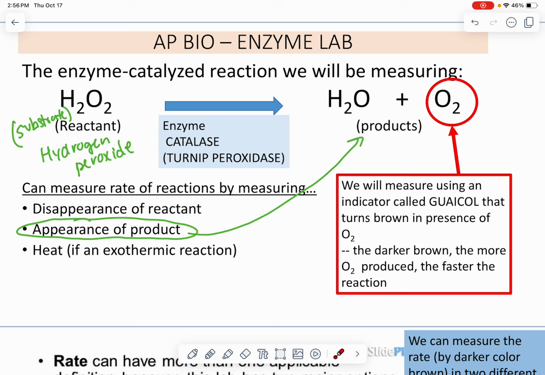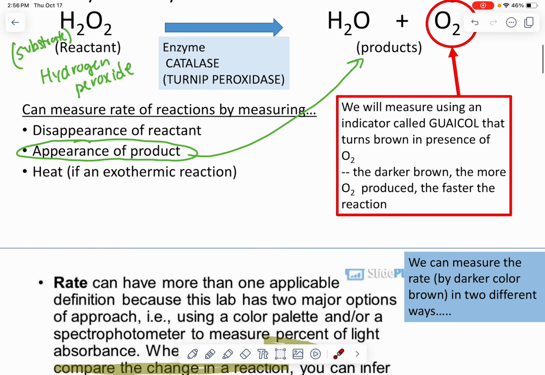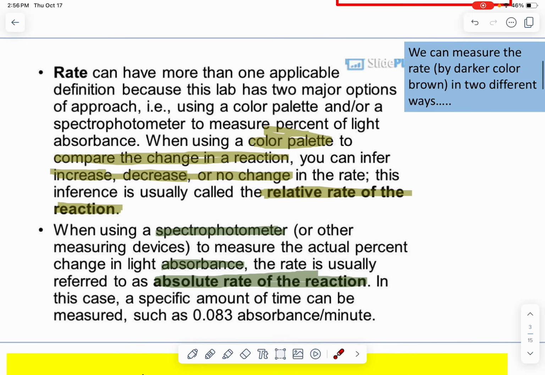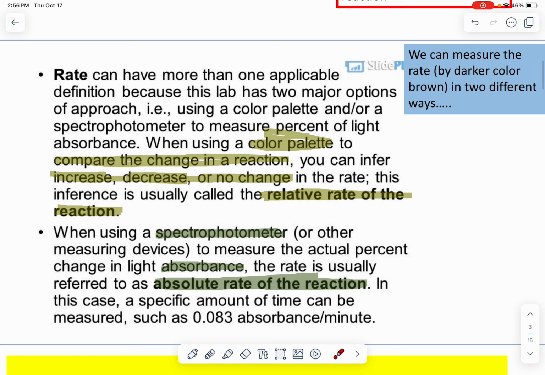So that's pretty simple how we're going to measure it. We're going to put guaiacol in the tube, we're going to put enzyme in the tube, we're going to put peroxide, our substrate, or reactant in the tube, and we're going to let it go and measure how brown it turns to see the rate of the reaction. So there's a couple ways to measure rate of reaction. You're going to read this in the lab. This is actually a cutout directly from, I think, the second to last page of the lab.